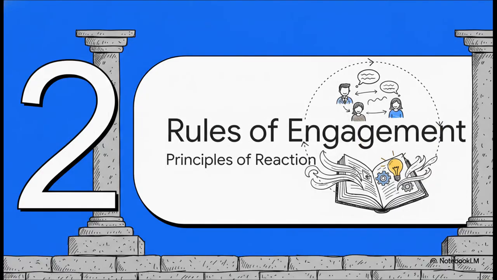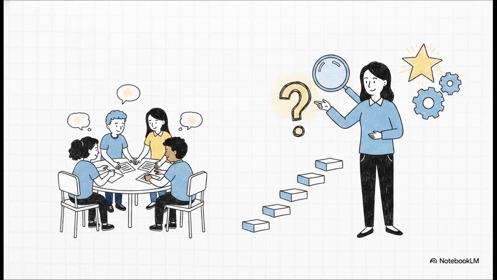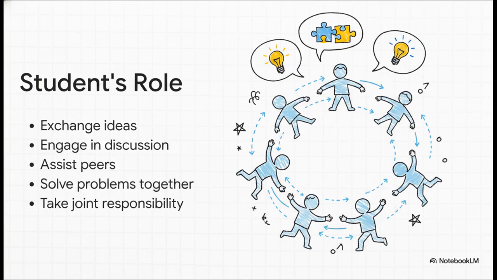Moving right along to section 2, the rules of engagement, or what we call the principles of reaction. So this is where we see a massive shift in your role as the teacher. We're moving completely away from the traditional sage on the stage who just hands out all the answers, right? Instead, you become the guide on the side. Your new principles of reaction mean you're monitoring, you're asking guiding questions, and you're offering scaffolding, but only when they actually need it. Most importantly, you are intentionally rewarding the process of teamwork, not just giving out gold stars for the right answer.